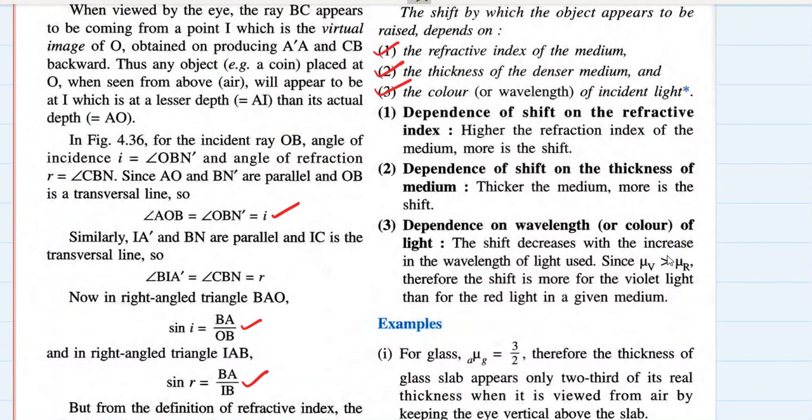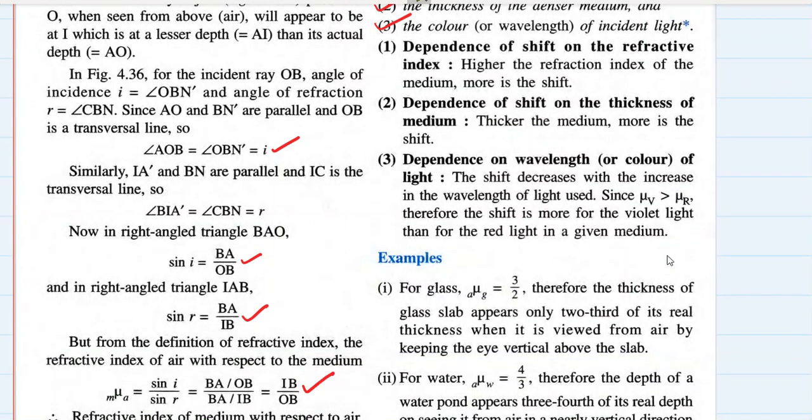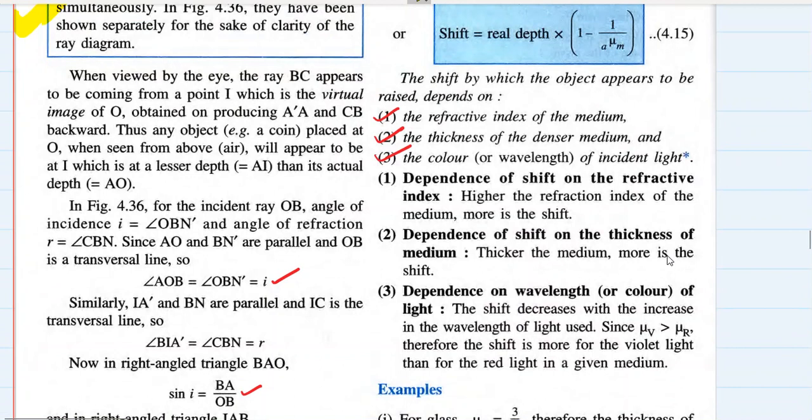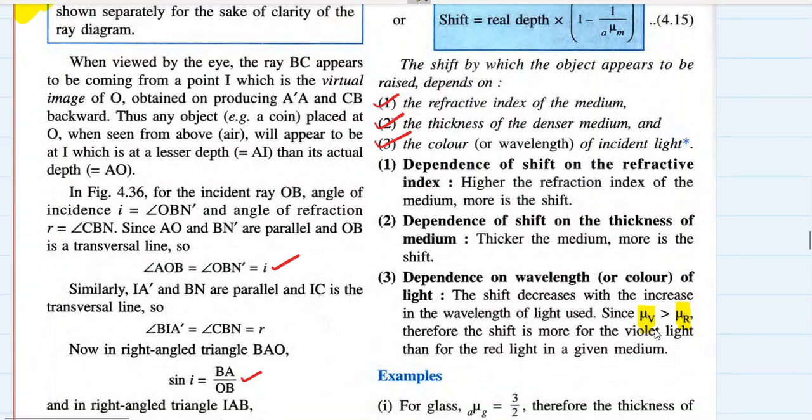That is, if the depth of a swimming pool is very large, okay, it's a deep end, then it will appear more shallow. It will appear more shallow than the shallower end. So shift increases on increasing the depth or the thickness of the medium, and dependence on the wavelength of color of light. See, for violet light, the refractive index of any medium is greater than for red light. So that means for light of shorter wavelength, the shift will be higher. So shift will be higher for violet light and shift will be lesser for red light in a given medium.